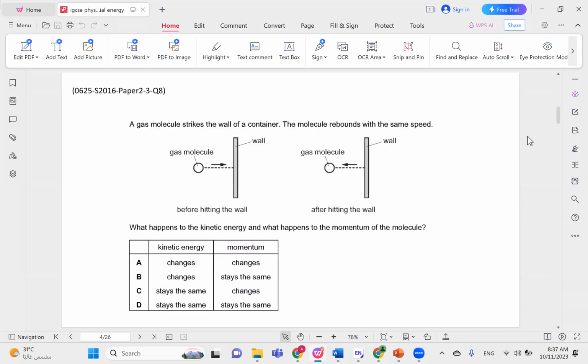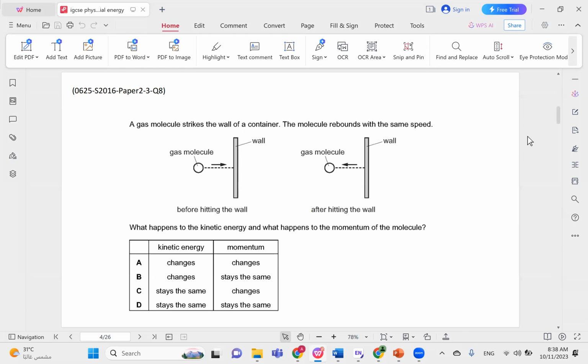A gas molecule strikes the wall of a container. The molecule rebounds with the same speed. They give you a diagram before hitting the wall, after hitting the wall. What happens to the kinetic energy and what happens to the momentum of the molecule?